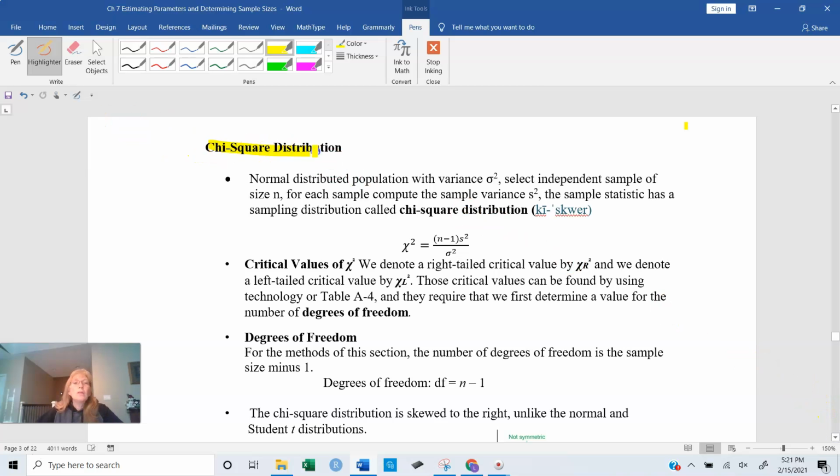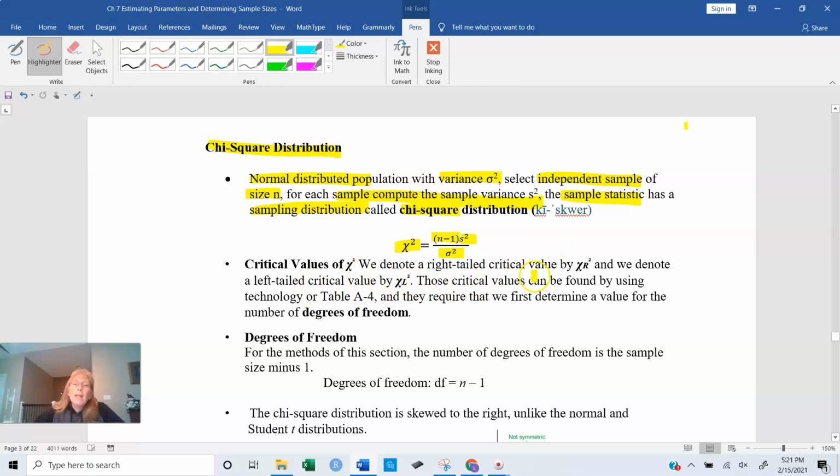Okay, a chi-squared distribution: a normal distribution population with a variance of sigma squared. It is an independent sample of size n. Each sample computes the sample variance. The sample statistic has a sampling distribution called chi-square. All right, the formula for chi-square is n minus 1, s squared, your sample, divided by sigma squared, your population.